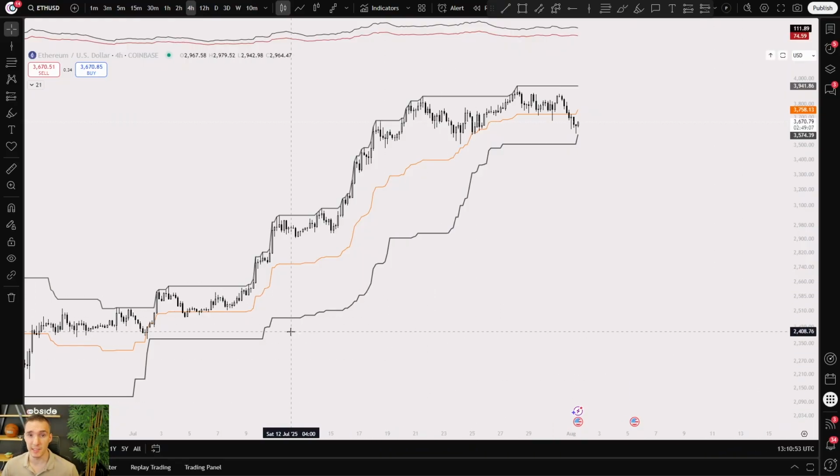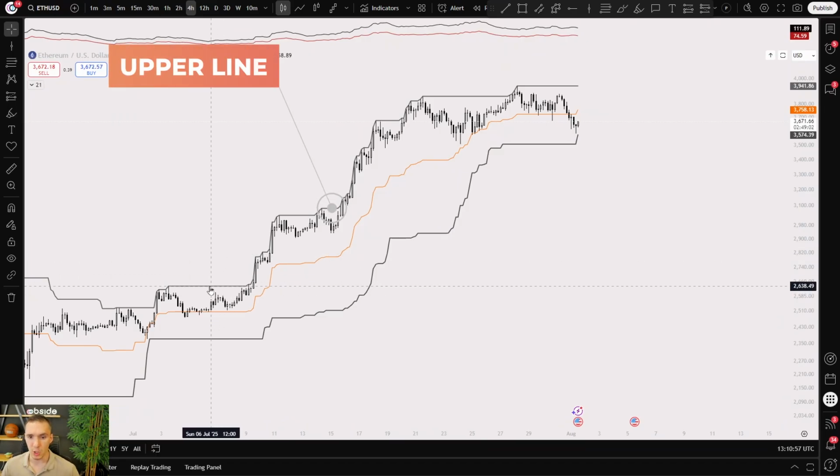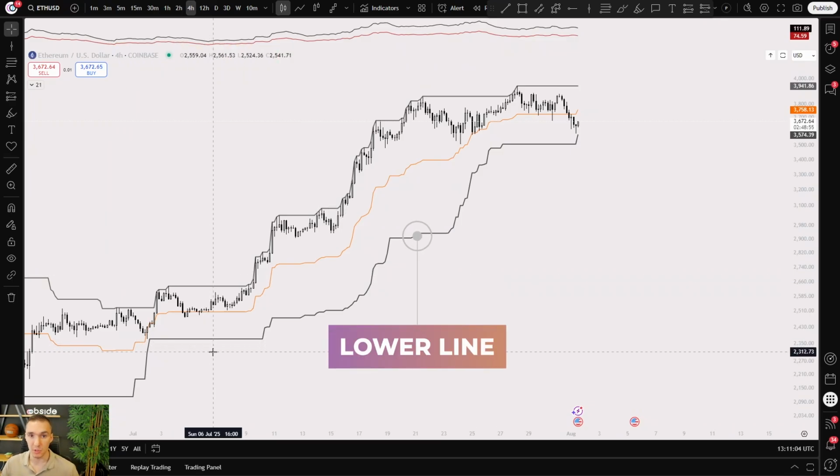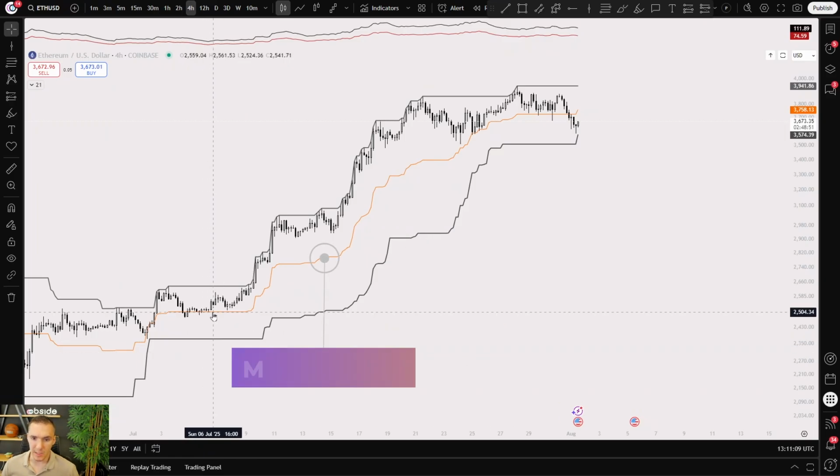The Donchian channels indicator is composed of 3 lines. We can see the upper line, which corresponds to the highest price reached over X candles, the lower line, which corresponds to the lowest price reached over a certain amount of candles, and in the middle we have the middle line, which is the average of these two.